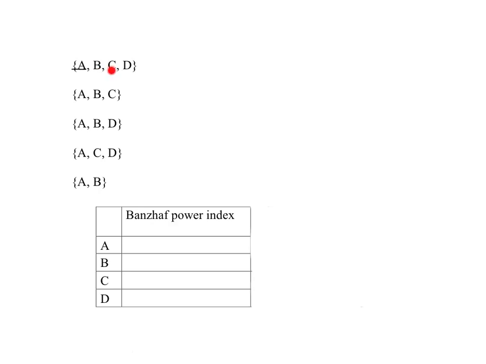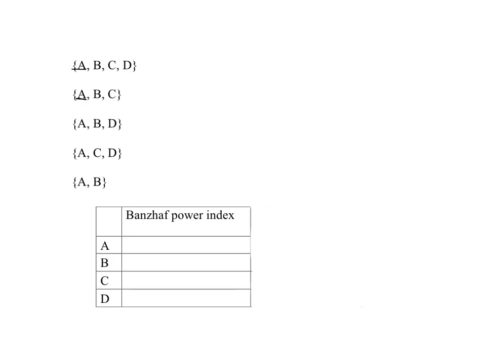Similarly, C is not critical in the Grand Coalition because A, B, and D could pass a motion by themselves. Is D critical here? No, because A, B, and C appear on the list of winning coalitions. So A, B, and C can live without D's support, so D is not critical in the Grand Coalition. We move on to consider the other winning coalitions, the three-member winning coalitions.